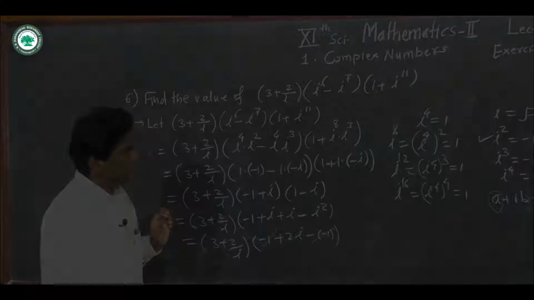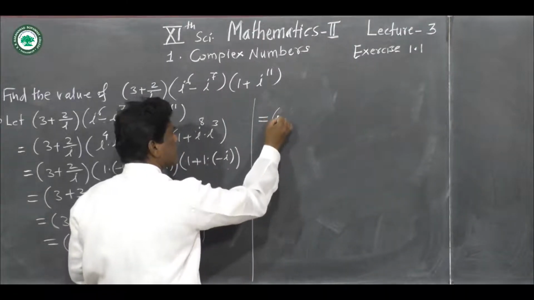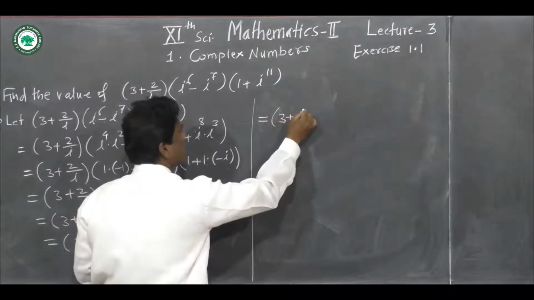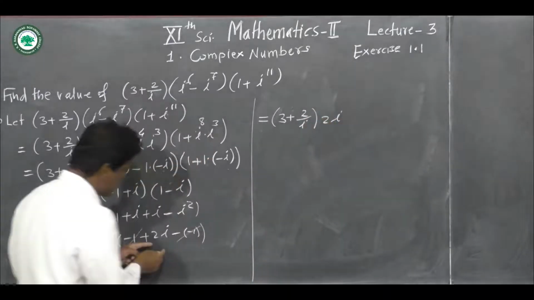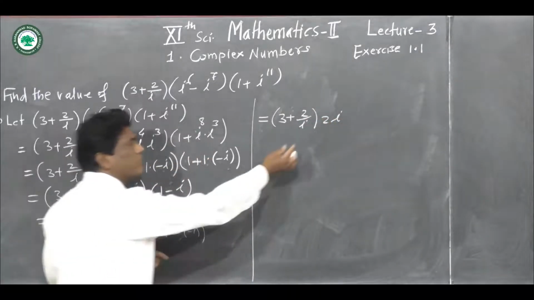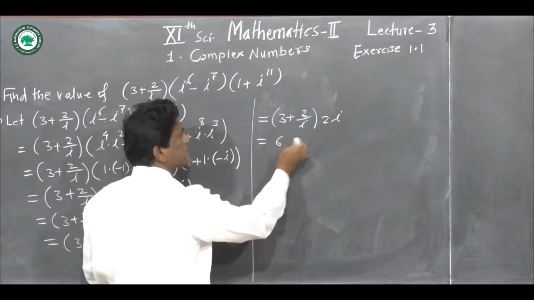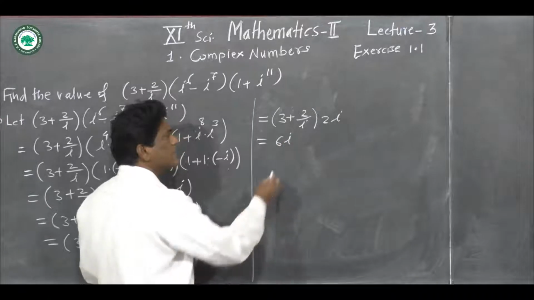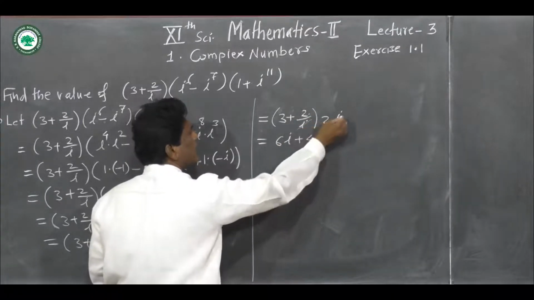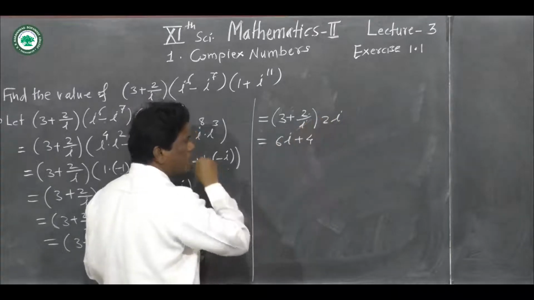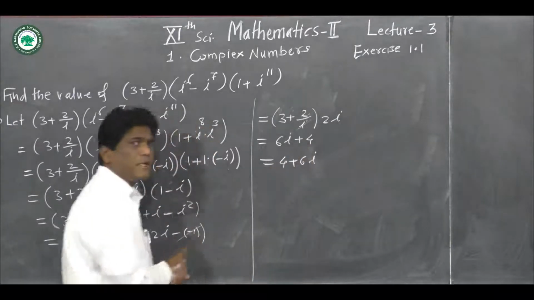So it is equal to 3 plus 2 upon i into 2i. Now multiply by 2i inside the bracket. So we get 3 into 2, that is 6, into i, 6i, plus here 2 2s are 4, and this i and i get cancelled to each other. So the solution is 4 plus 6i. This is the final solution.